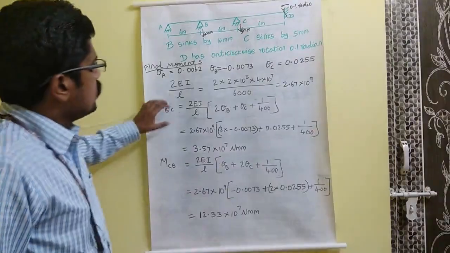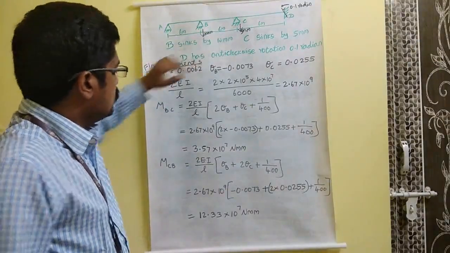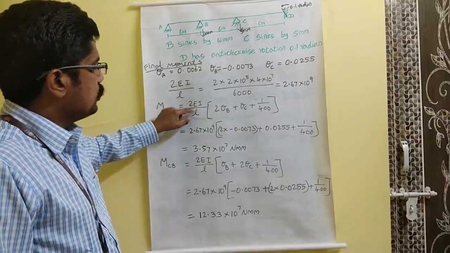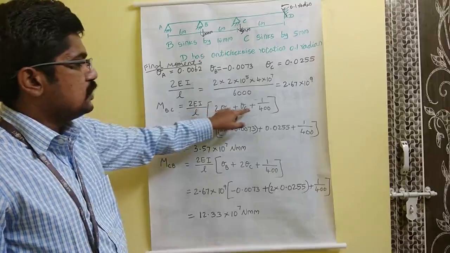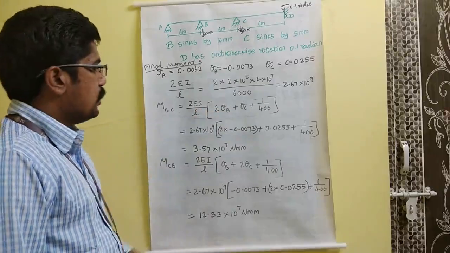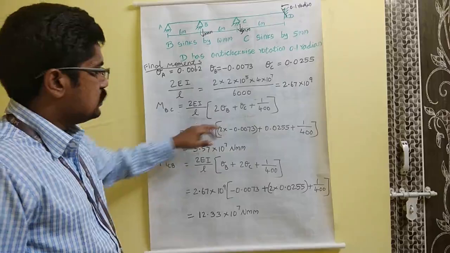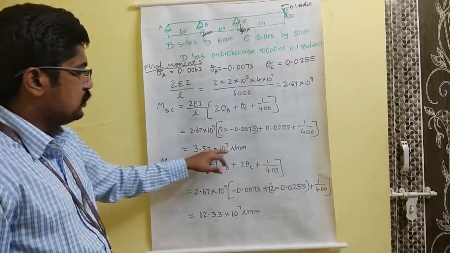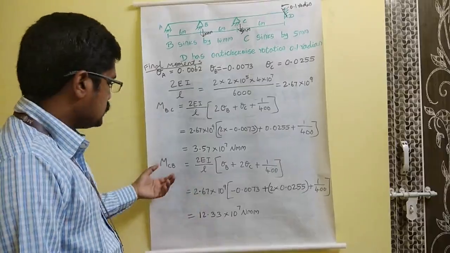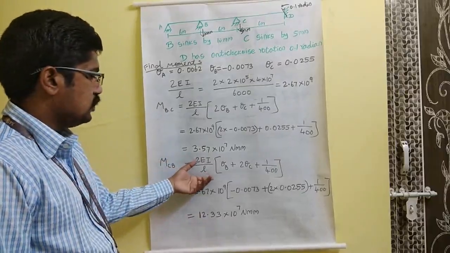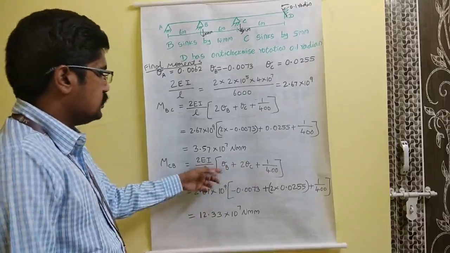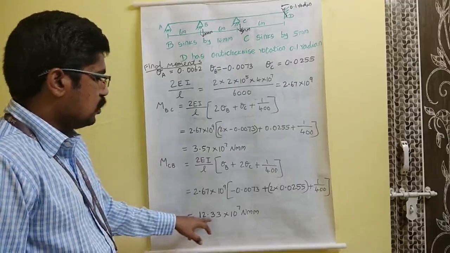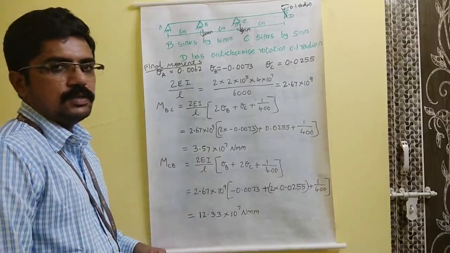So next we are going to calculate the moment in member BC, that is MBC, equal to the slope deflection equation which we have derived, 2EA by L into (2 theta B plus theta C plus 1 by 400). By substituting the value of theta B and theta C in this equation, we will get the MBC value as 3.57 into 10 power 7 Newton mm. Next MCB value, the slope deflection equation which we have derived is this, and by substituting the value of theta B and theta C in this equation, we are getting MCB as 12.33 into 10 power 7 Newton mm.